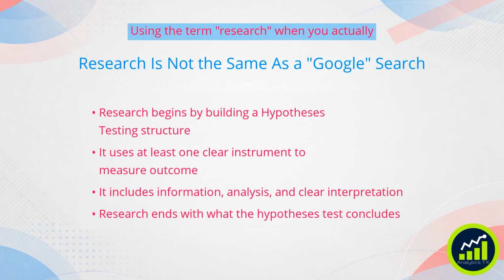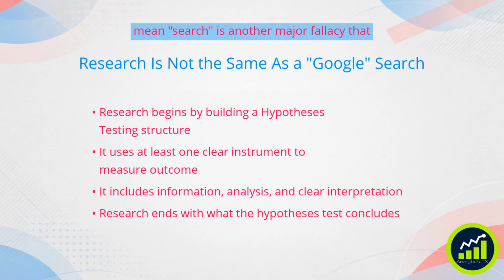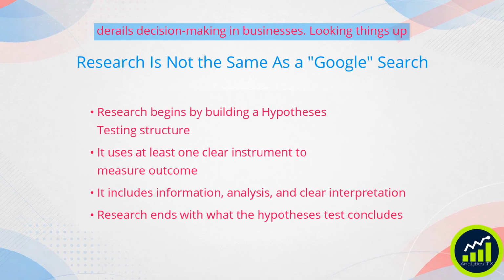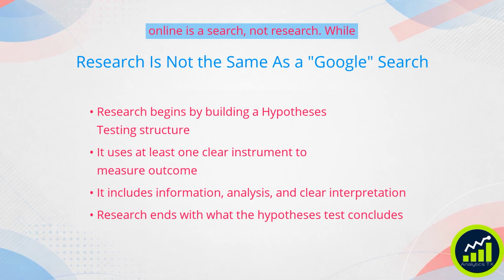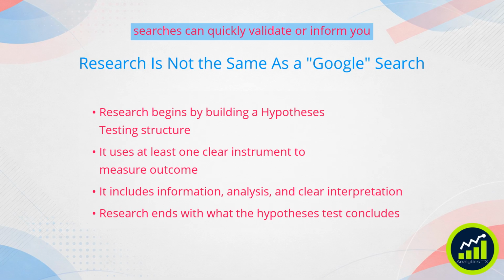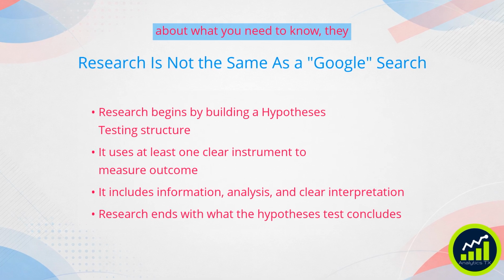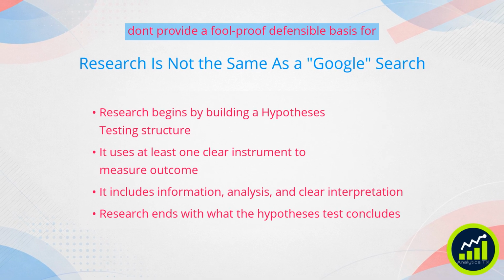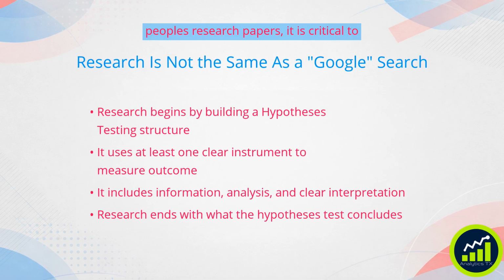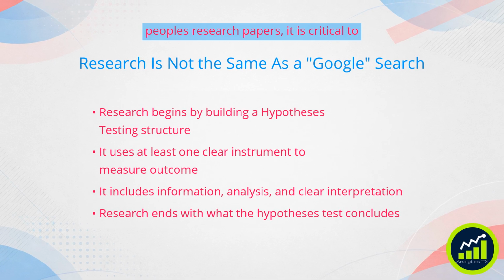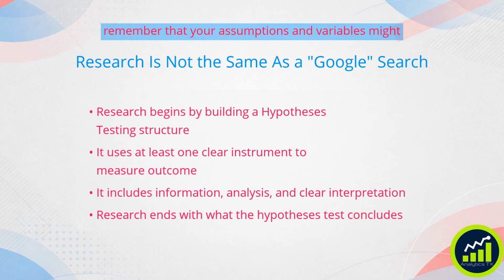Using the term research when you actually mean search is another major fallacy that derails decision-making in businesses. Looking things up online is a search, not research. While searches can quickly validate or inform you about what you need to know, they don't provide a foolproof, defensible basis for making decisions. Even when referring to other people's research papers, it is critical to remember that your assumptions and variables might be quite different.